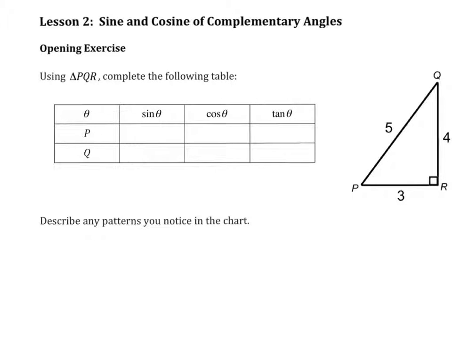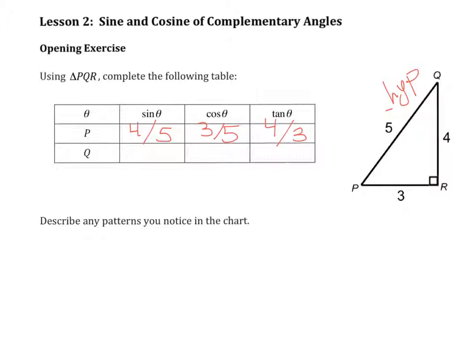By this point in time you should have remembered that sine is the value of the opposite over the hypotenuse. So the sine of angle P is 4 over 5. And if you would like, you can label the hypotenuse. Cosine of angle P is the adjacent over hypotenuse, so that's 3/5. And tangent is opposite over adjacent, so the tangent of angle P is opposite 4 over adjacent 3.